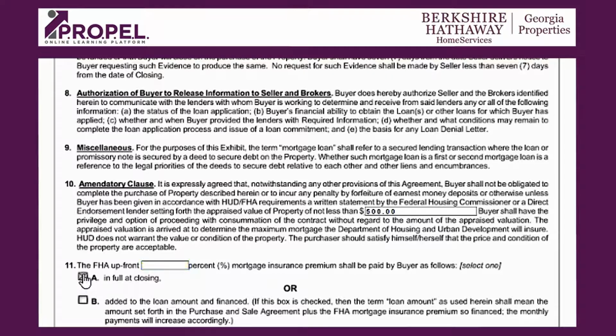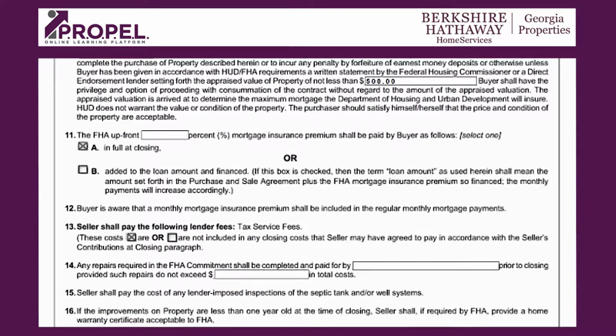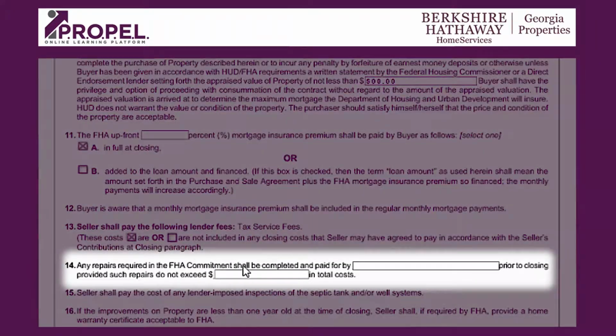And whether it would be paid in full at closing or added to the loan amount, you would check one of those two boxes. And then seller agrees to pay the following lender fees. These costs are or are not included in any closing costs. So in the purchase and sales agreement, you've included some closing costs. So these items in number 13 are typically included in those closing costs. Any repairs required in the FHA commitment shall be completed and paid for.